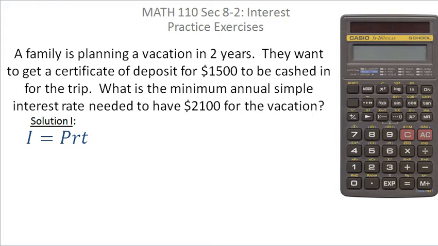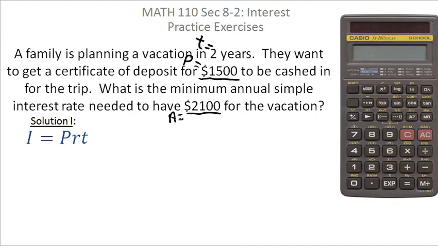So if I look at this, the time is 2 years. They're going to start off with $1,500, so that's the principal. And they want to end up with $2,100, so they'll have enough to go on their vacation. Now that's capital A. Now this is really why I'm working it two different ways, because we have a formula for simple interest that involves capital A, the accumulated value. And I'm going to work it that way in a minute. But I want to just do it this way right now.